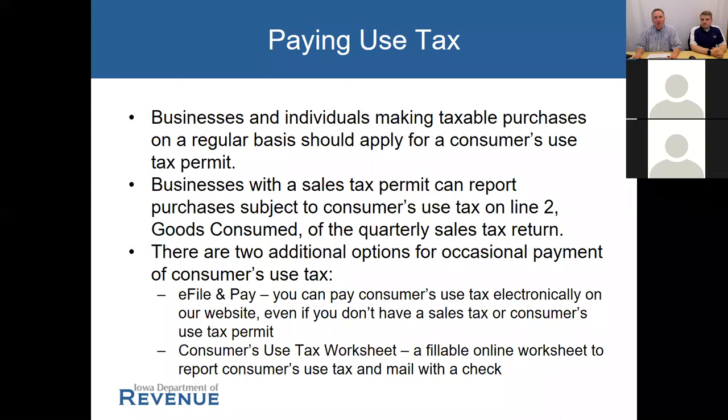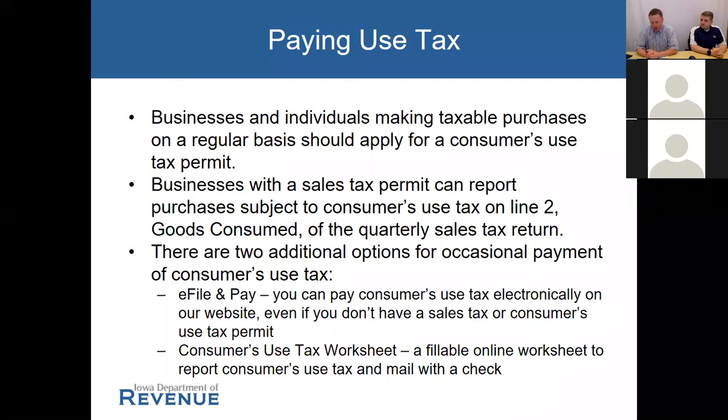If you are a business and you don't do this all the time, this is more of an occasional thing, and you've got a sales tax permit, you can report purchases subject to consumer's use tax on goods consumed, line 2 on the quarterly return. If you're familiar with our quarterly sales tax return, line 1 is for gross sales, line 2 is for goods consumed, which an example of that would be if you purchased something from outside the state of Iowa, you took delivery in Iowa, you're going to use it here in Iowa. You can put the cost of that on line 2, goods consumed. It will then flow through the sales tax return, and you can remit your tax to the department that way.